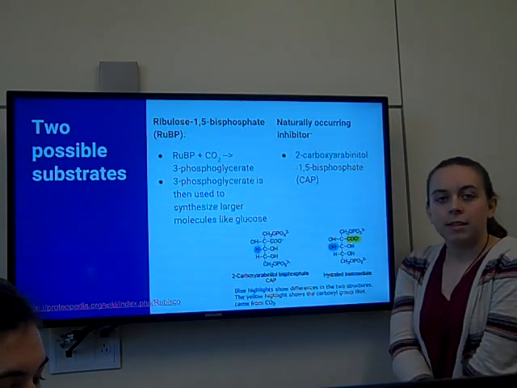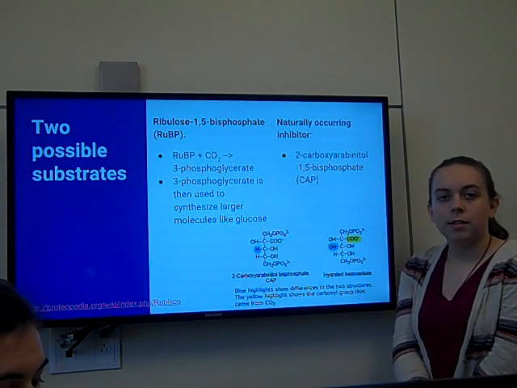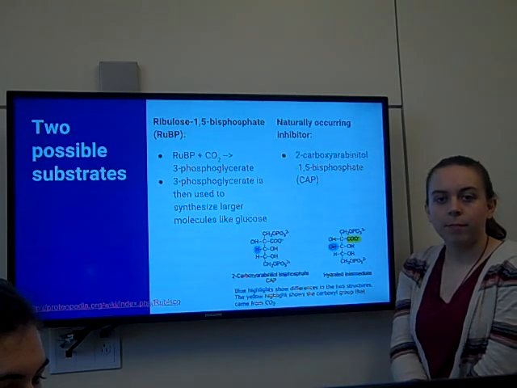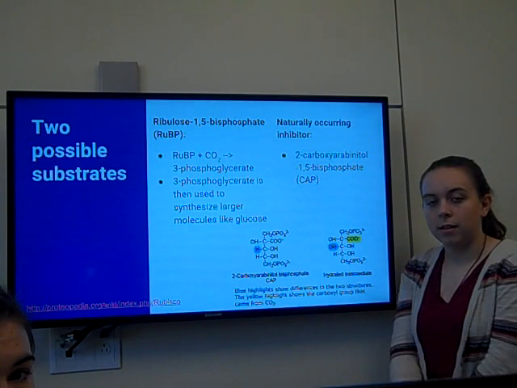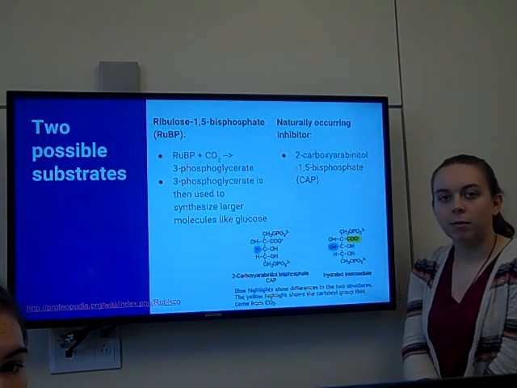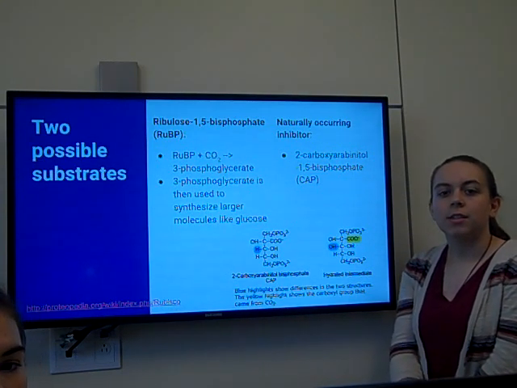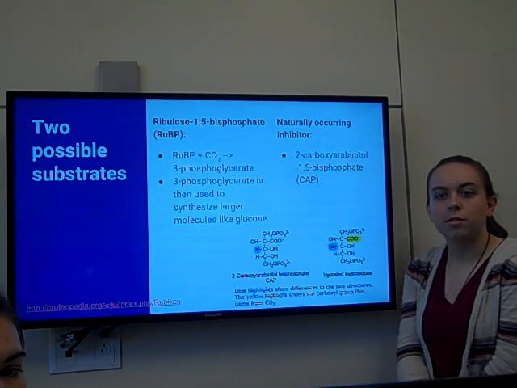So, as I said before, RuBP is one of the substrates that's used to make the phosphoglycerate. One phosphoglycerate is released into the central metabolic pathways, which is then used to synthesize larger molecules such as glucose.